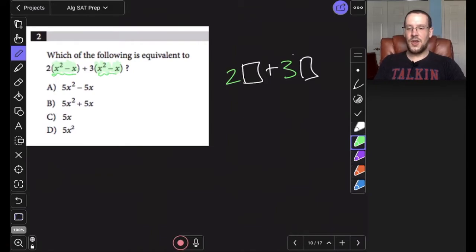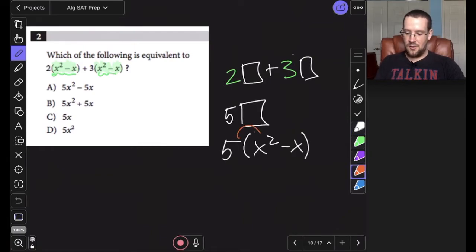Yep. So 2 pieces of trash plus 3 of the exact same pieces of trash is how many pieces of trash? It's 5 pieces of trash. And what's the trash? X squared minus x. So now really all we're looking at is distributing here. So 5 times x squared is 5x squared. 5 times x is 5x.